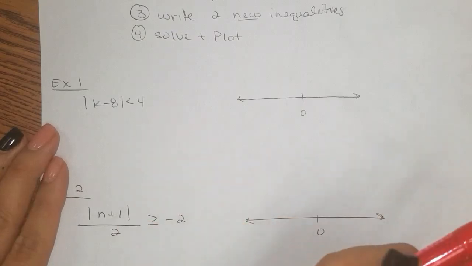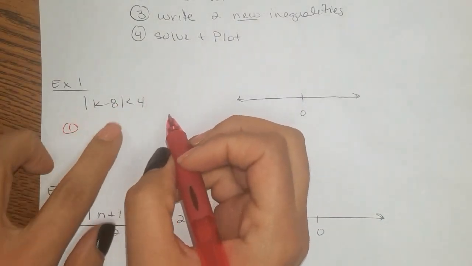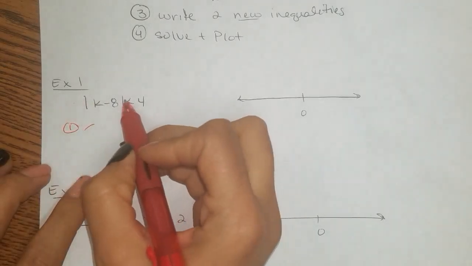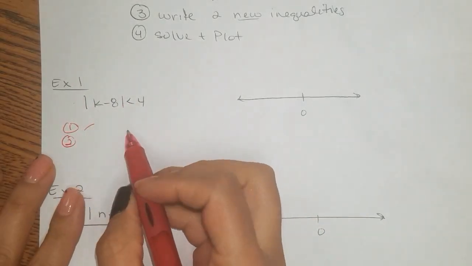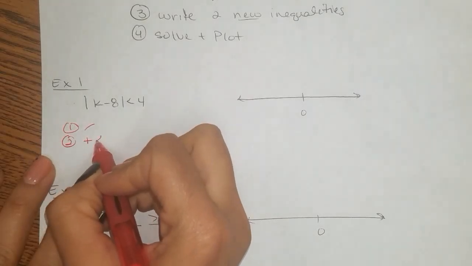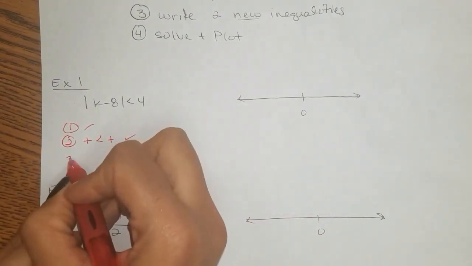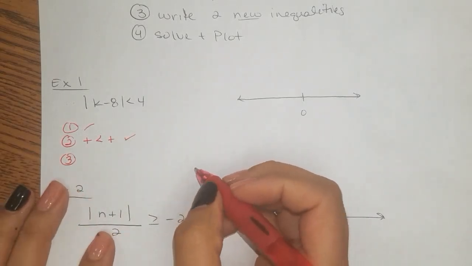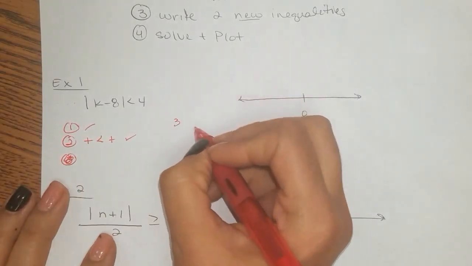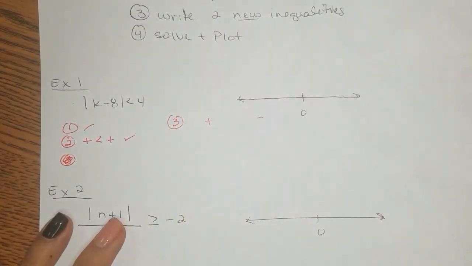Okay, so the first thing that you have to do: solve for the absolute value part. Check, it's done. Nothing over here to the left, nothing over here on the right. Second thing you have to do is solve for your true statement. Okay, can a positive be less than a positive? Yes, so then we can continue. Step 3, you have to write your two new inequalities, which I'm going to do over here. So then you have your positive and your negative.